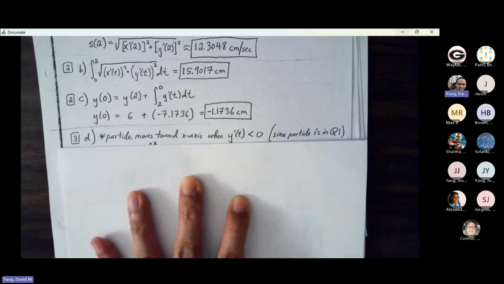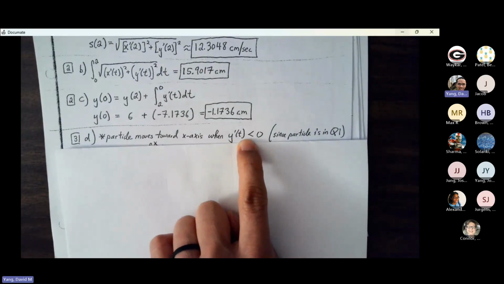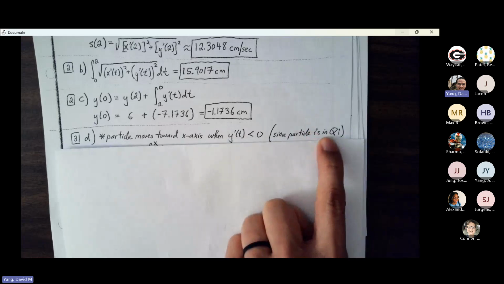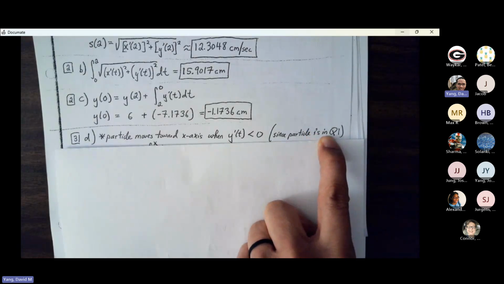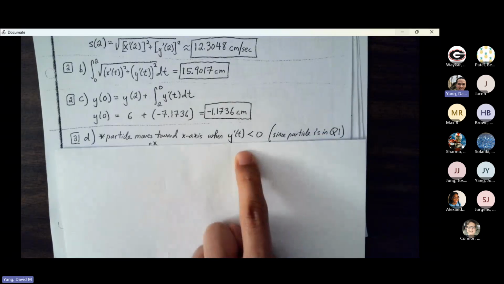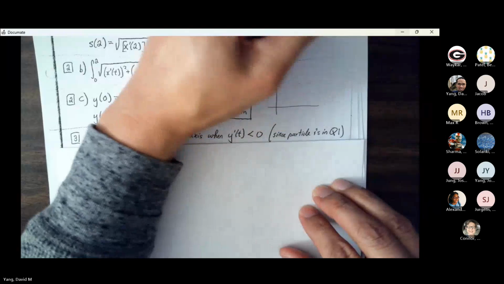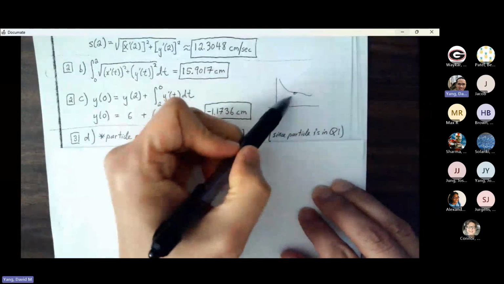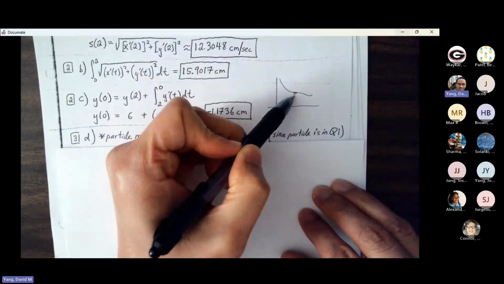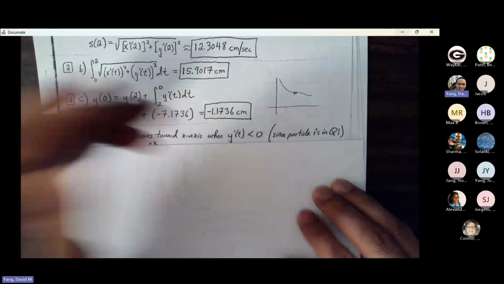So the particle will move towards the x-axis whenever y prime is less than 0, since the particle is starting in quadrant 1. If the particle was in quadrant 4, then y prime less than 0 is going to make it go away from the x-axis. But the particle is located somewhere here. So if y prime is negative, then it will move towards the x-axis.